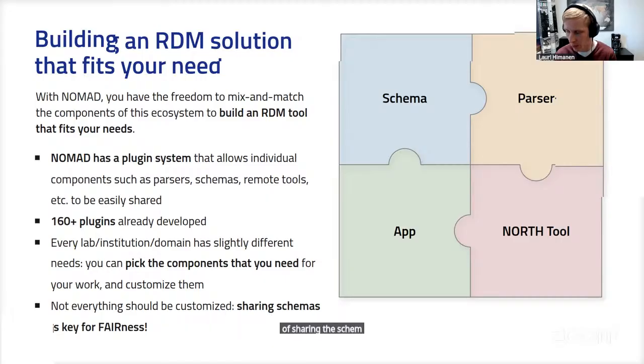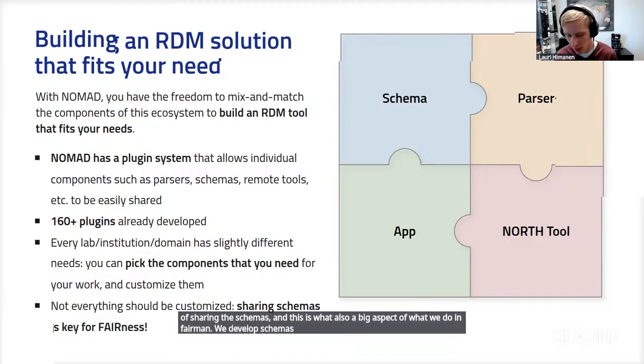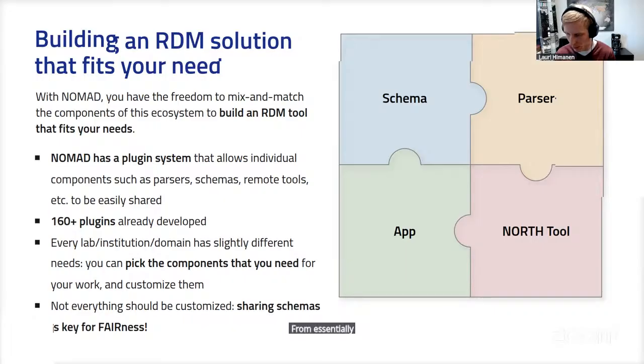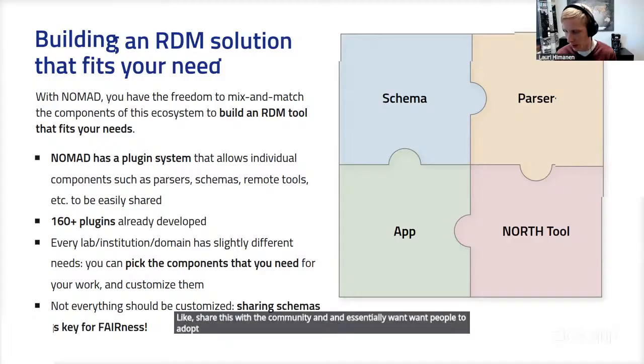This is also a big aspect of what we do in FAIRmat. We develop schemas for different areas of research in materials science. Whether it's synthesis or experiments or simulations, we're essentially developing schemas for all of them, and we want to share this with the community and want people to adopt these schemas to make the data FAIR, so that the data on different Oasises would become more interoperable.